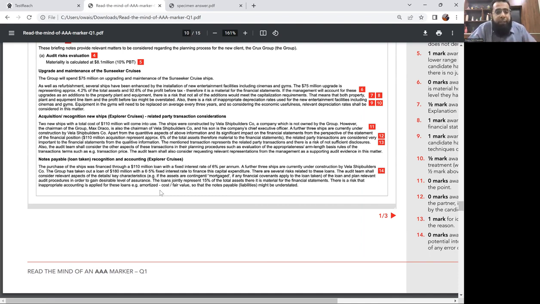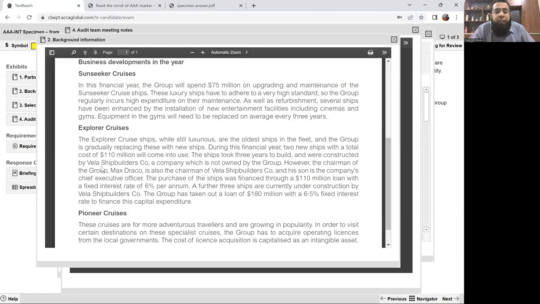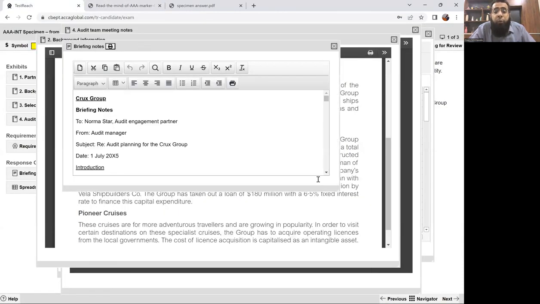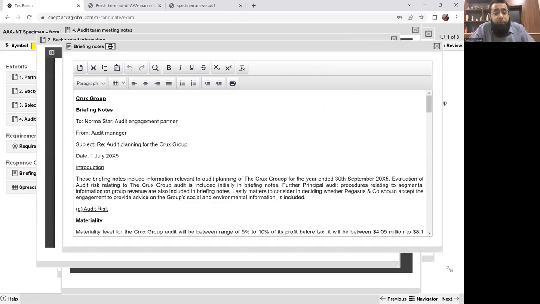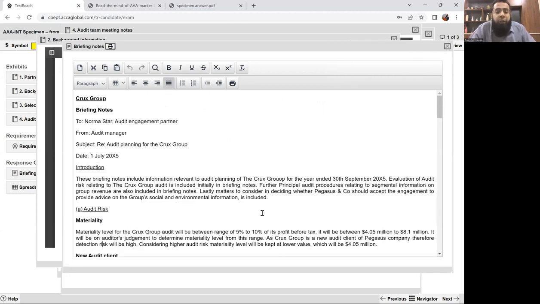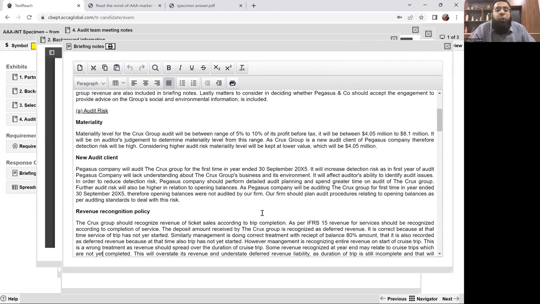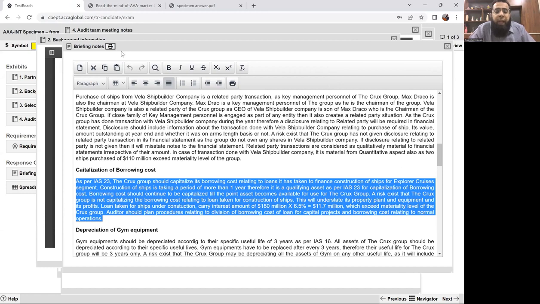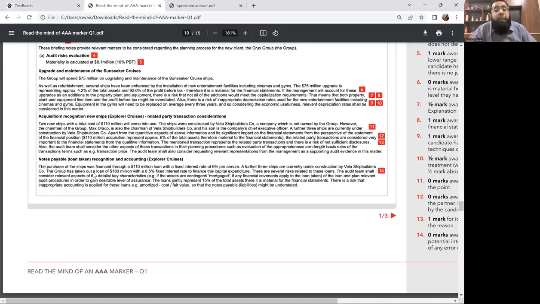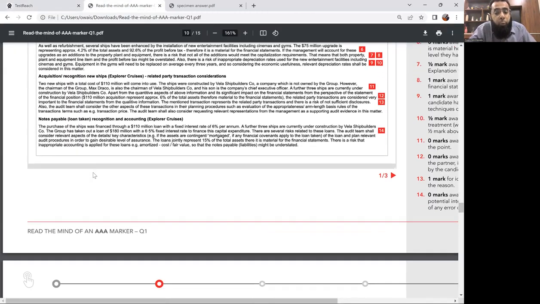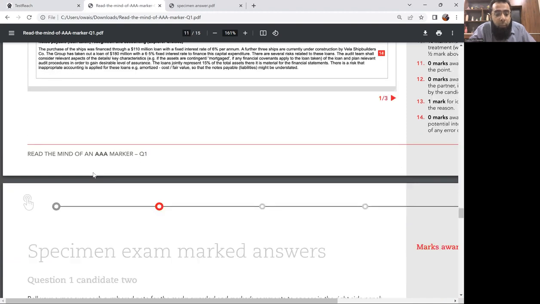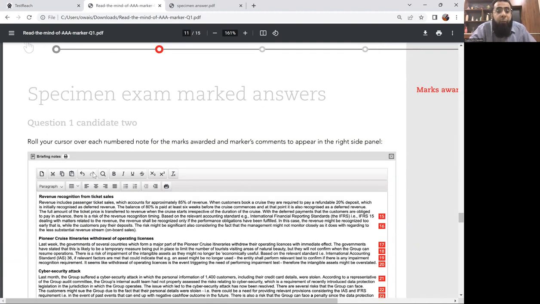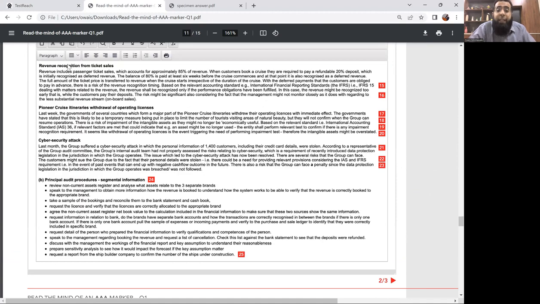So 0 marks. Okay, I hope you all remember that we wrote a very good risk relating to it, and that was a point relating to borrowing cost. So it is very important that the student has good knowledge of the accounting standard. Here you can clearly identify that this candidate too didn't remember IAS 23 rules. Okay, let's move forward. Now, revenue recognition from ticket sales.